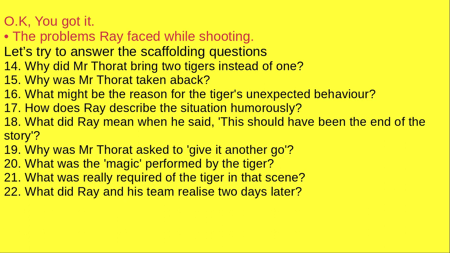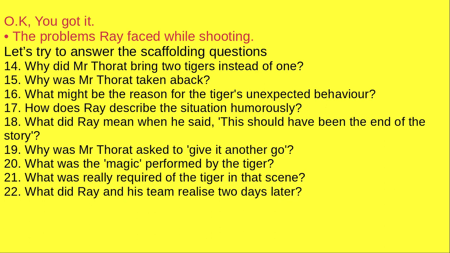Let me read the question. Why did Mr. Thorat bring 2 tigers instead of 1? You know that. Why was Mr. Thorat taken aback, shocked, right? What might be the reason for the tiger's unexpected behavior? You may guess that it may be because of the presence of a large crowd there. I cannot say you must guess in this particular way. You can guess and you can write anything that you can justify yourself, right?